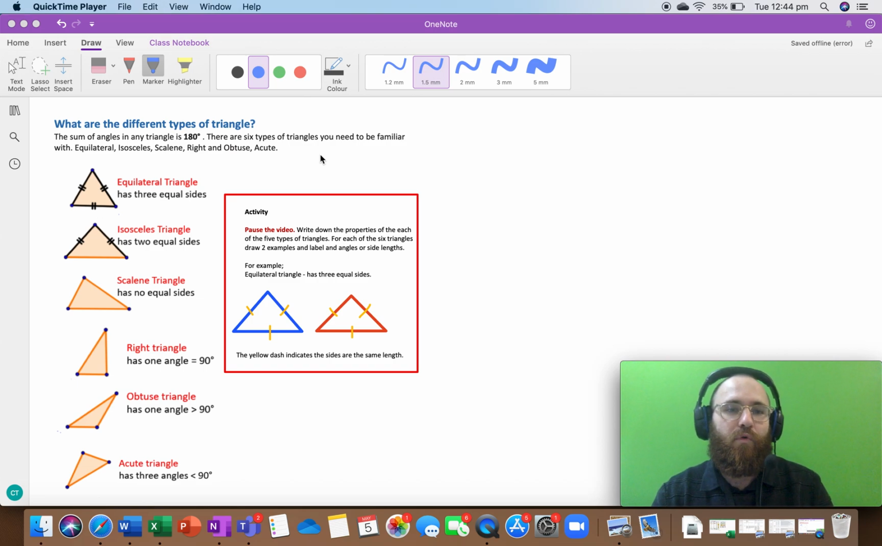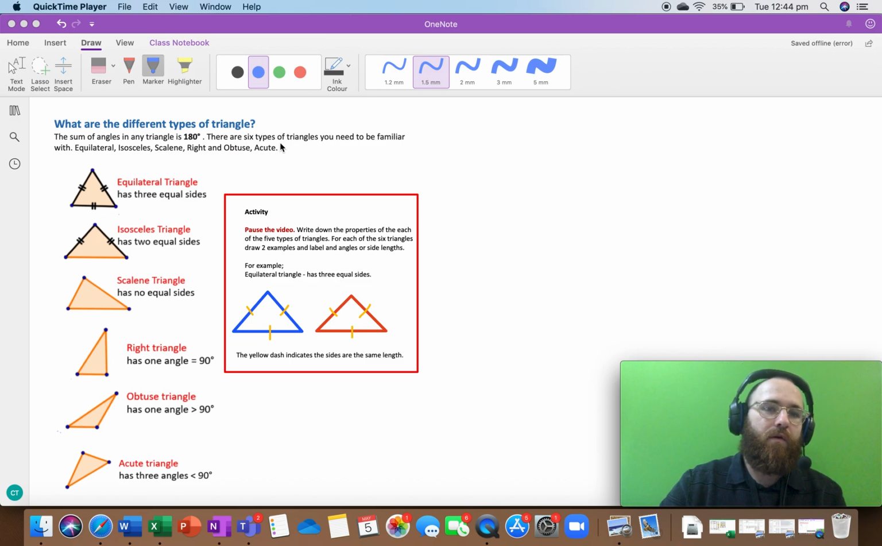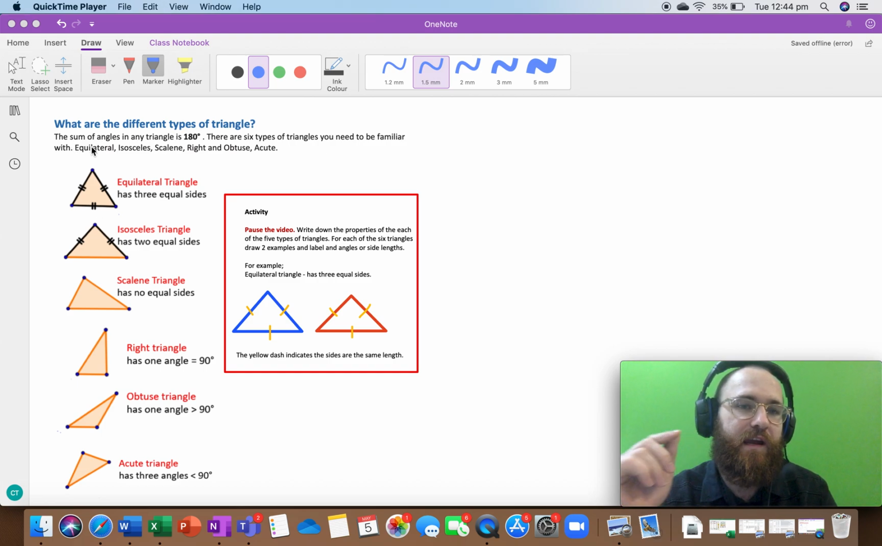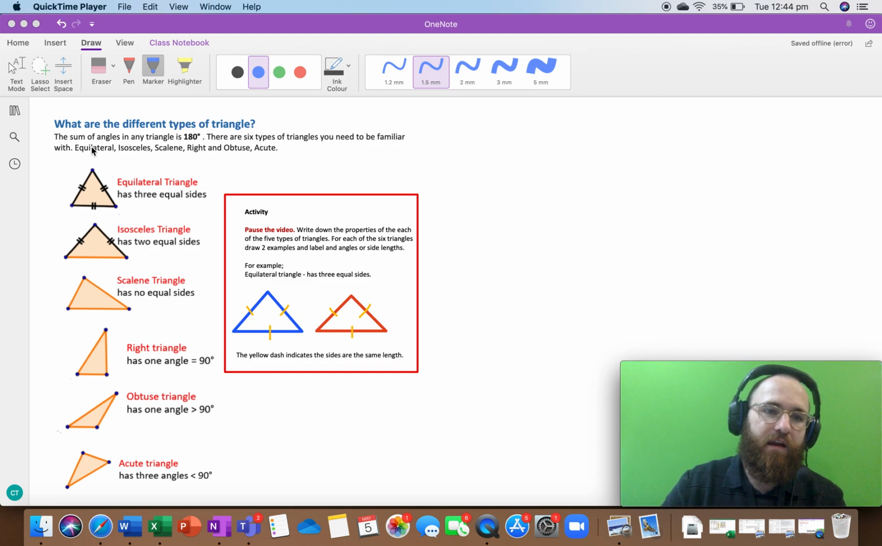So we're focusing more on triangles for this lesson. So you can see, what are the different types of triangles? Firstly, a little definition. The sum of angles in any triangle is 180 degrees. So the sum of all three different angles will equal 180 degrees.